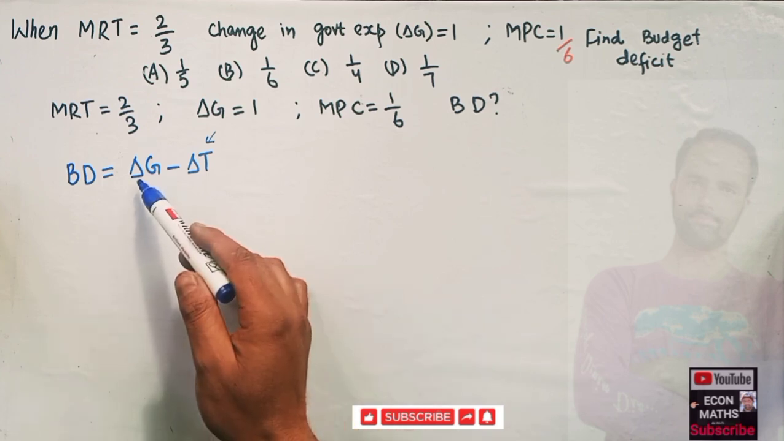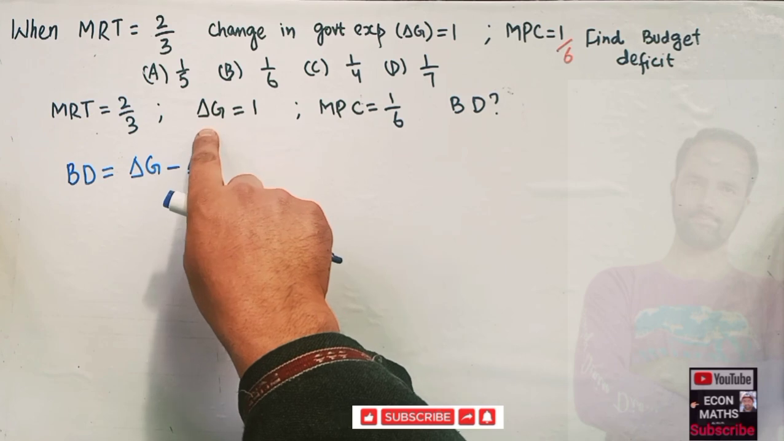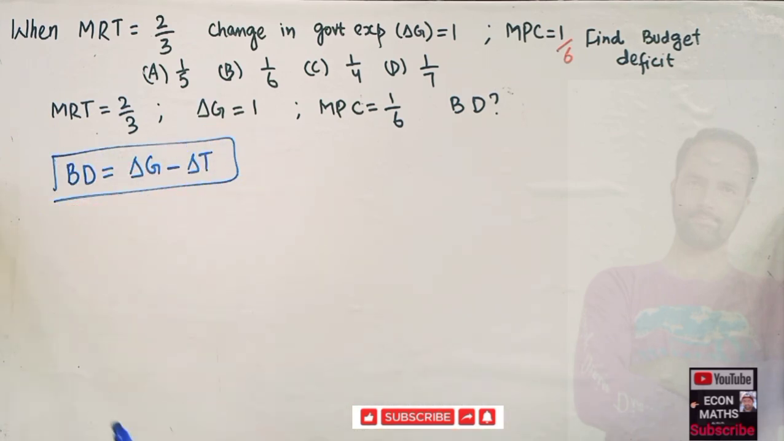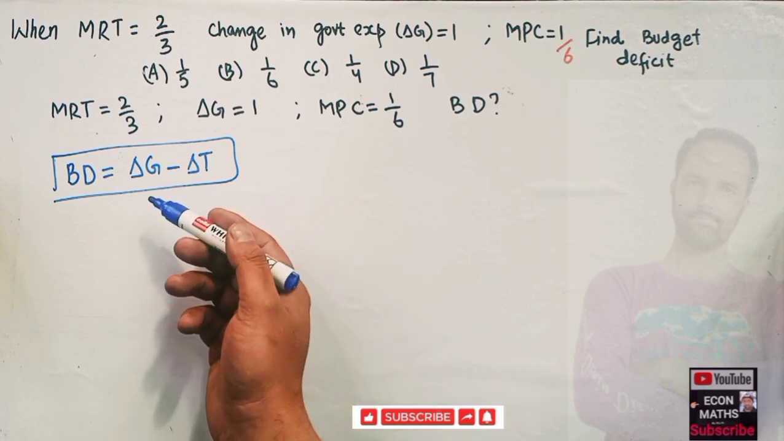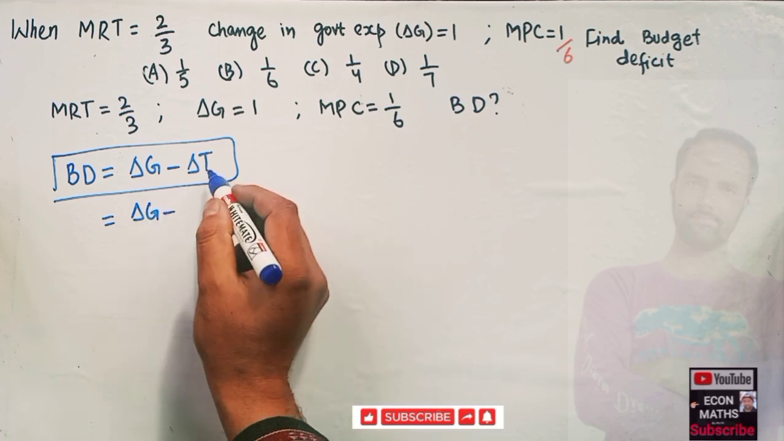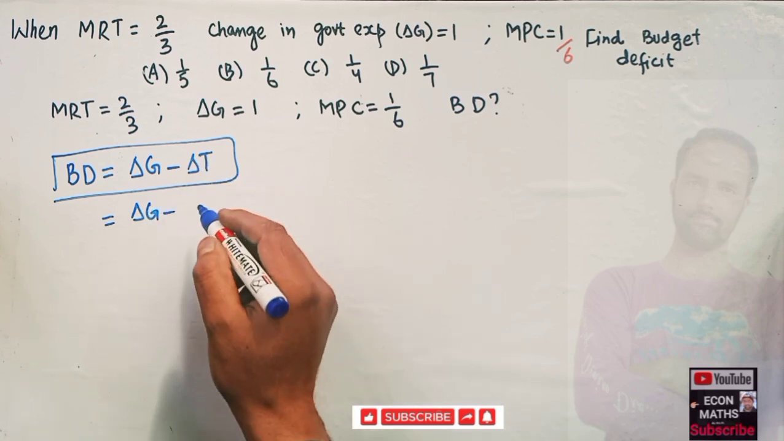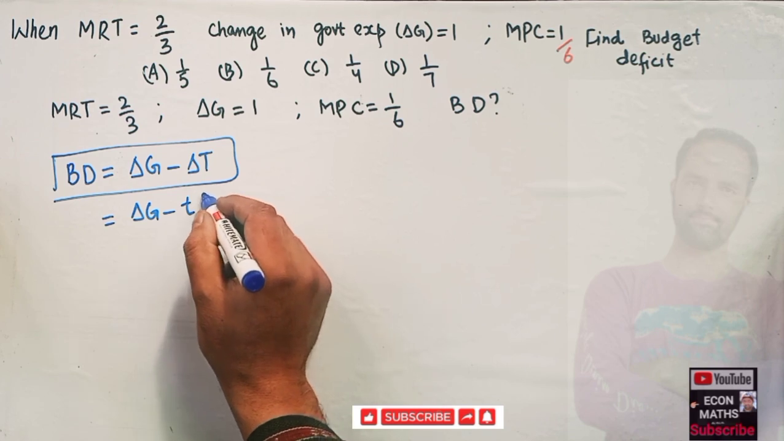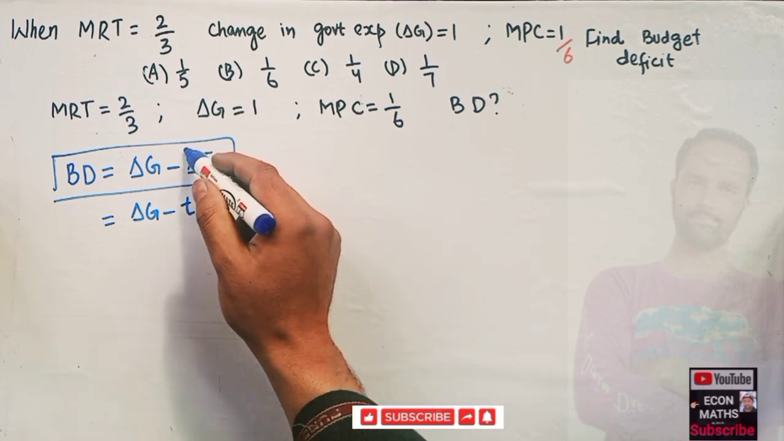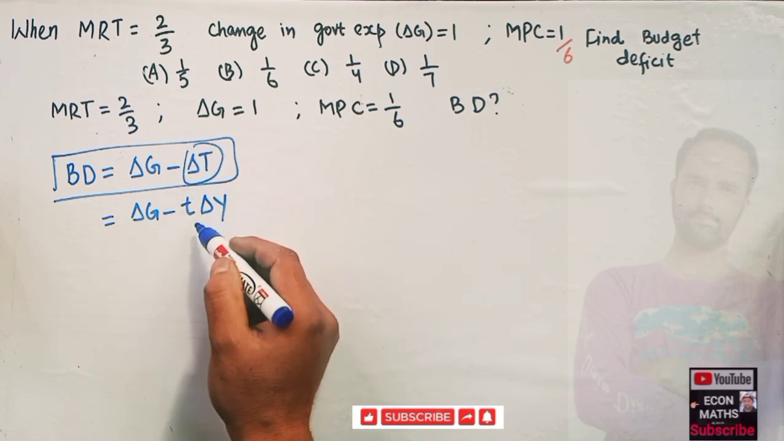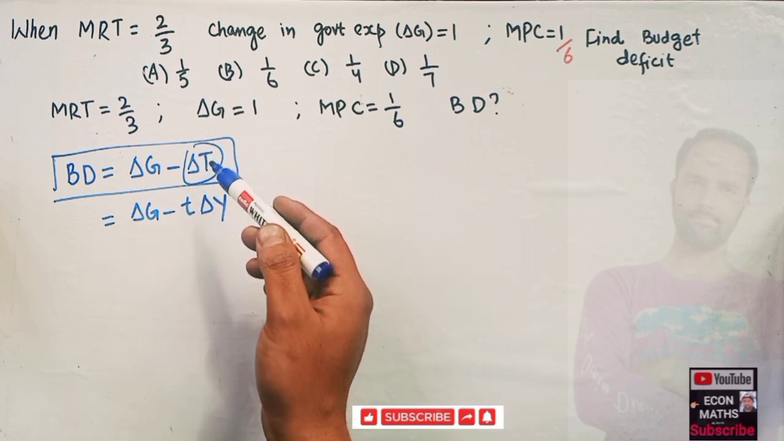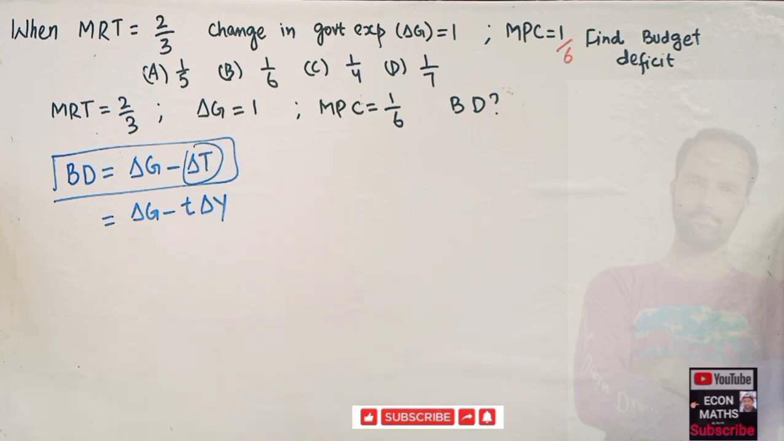If government expenditure is greater than the total tax revenue, then we would have a budget deficit. This is the formula for budget deficit. Now we can also write it like this: delta G minus delta T, where change in tax is equal to tax rate times change in income. In place of delta T we can write T into delta Y. Change in tax revenue will be equal to the tax rate times change in income.